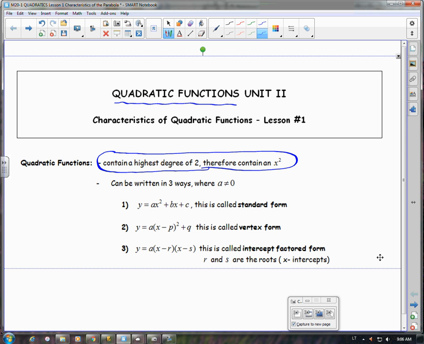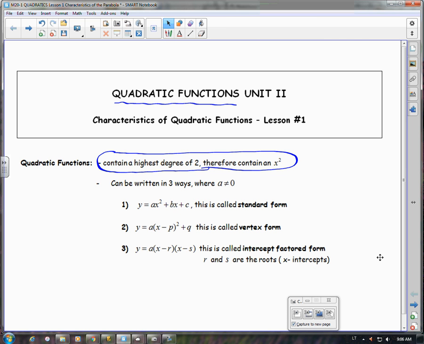So you will see a degree 2. You may or may not see a degree 1, which would be just plain x. You may or may not see a degree 0, which would just be a constant. Okay, so you must see an x squared though, otherwise it's not a quadratic. So the quadratic function can be written in basically 3 ways.